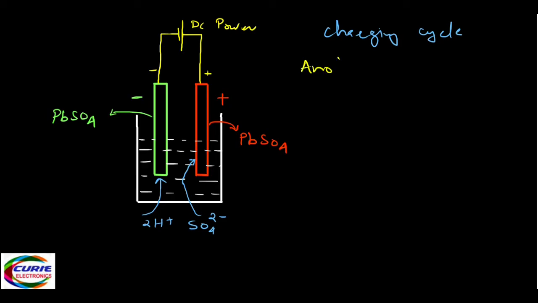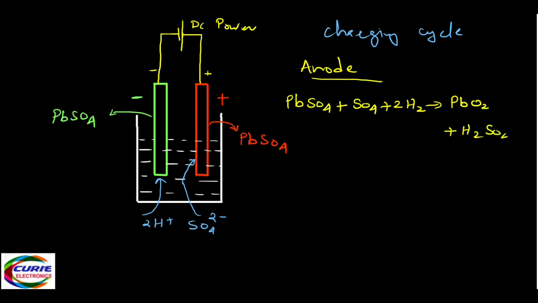What is happening at the anode? What is our anode now? It is lead sulfate. Plus what is moving towards the anode? SO4 is moving, right? SO4 reaches there and becomes a radical, and with 2H it forms lead peroxide and H2SO4. Now what happens? The specific gravity of the battery increases.